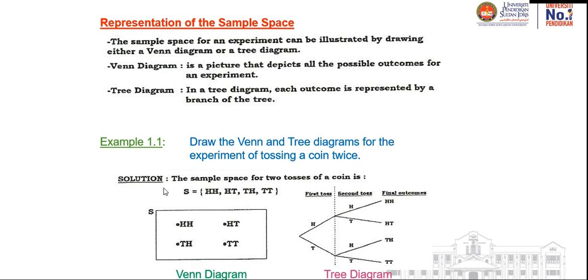Okay, let's look at Example 1.1. Draw the Venn and tree diagram for the experiment of tossing a coin twice. The solution: when you toss a coin twice, the sample space will be either the first toss is a head and the second is also a head, or the first is head and the second is tail, or the first is tail and the second is head, or both are tails.